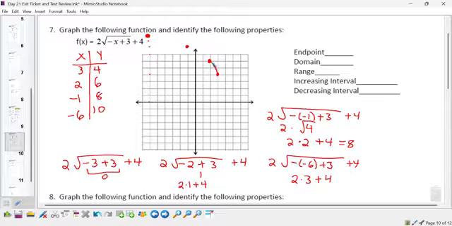And our graph looks hopefully smoother than mine, like that. It has an endpoint of 3, 4. It has a domain of x is less than or equal to 3, because it goes to the left. A range of y is greater than or equal to 4. This graph actually does not increase. I know the arrow points up, but as I travel on the graph from left to right, it actually goes down. So we're going to say none, and whenever x is less than 3, this graph is decreasing.